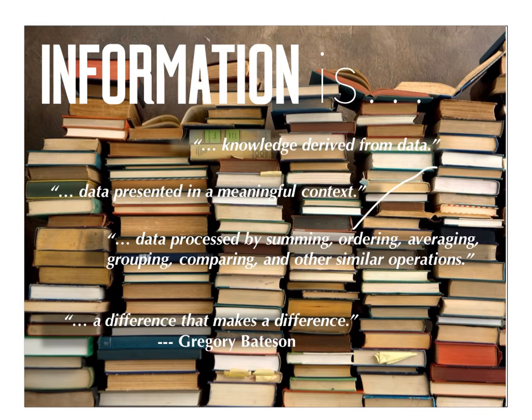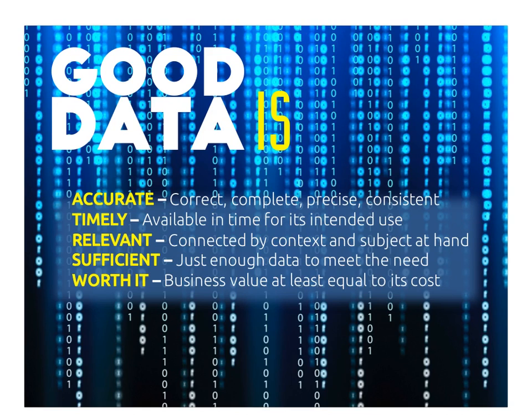What that means is that information comes from data and the combination of data. So if we think of that, we should probably look at data also. What does good data look like? Good data can be characterized by 5 different dimensions: accuracy, timeliness, relevance, sufficiency, and is it worth it?